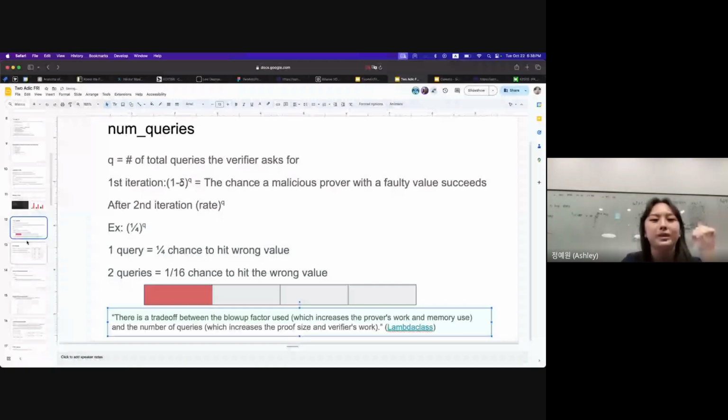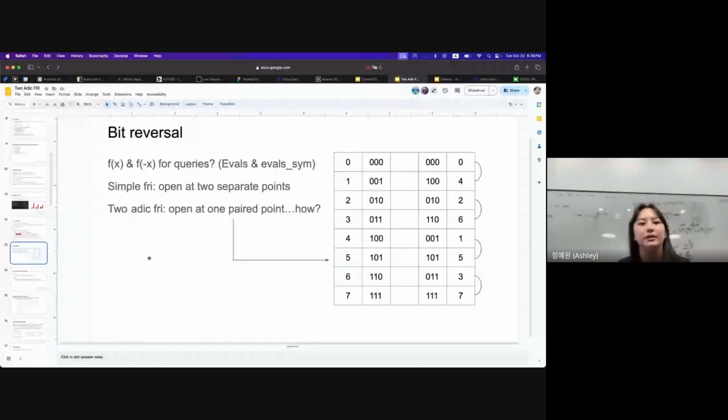So in our SimpleFri protocol, if you remember, back then I talked about evals and eval sim, which is f of x and f of negative x. This is what we use to verify queries and then to verify all of the evaluations. And for creating f of negative x, it was adding half of the domain size, right? And the way we can make these two index values right next to each other is by doing bit reversal.